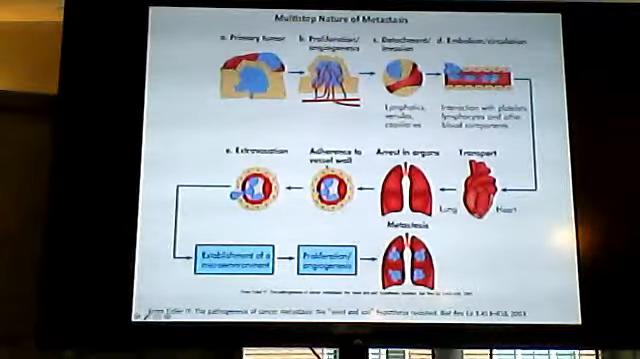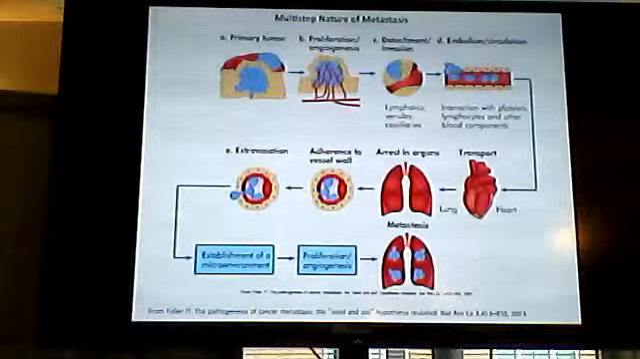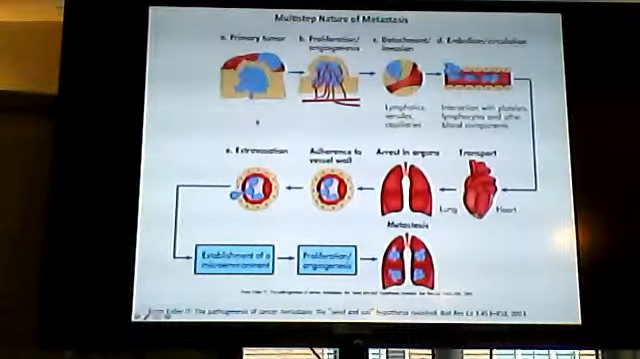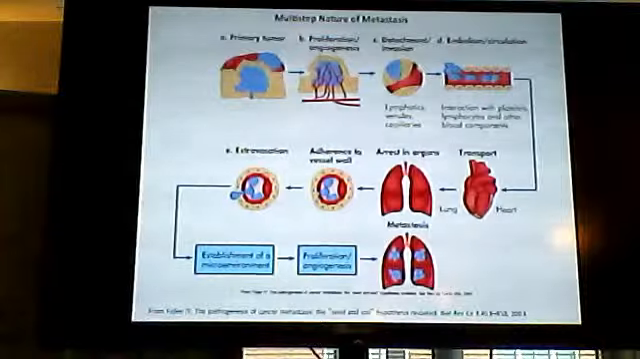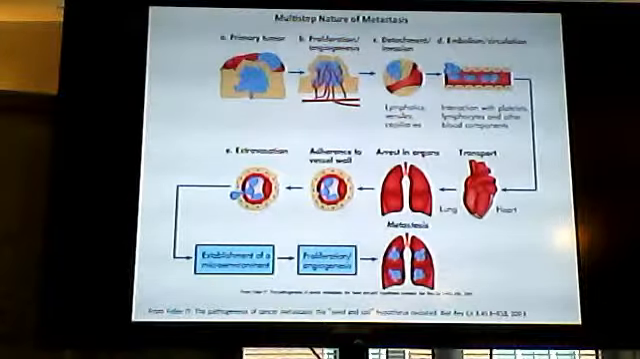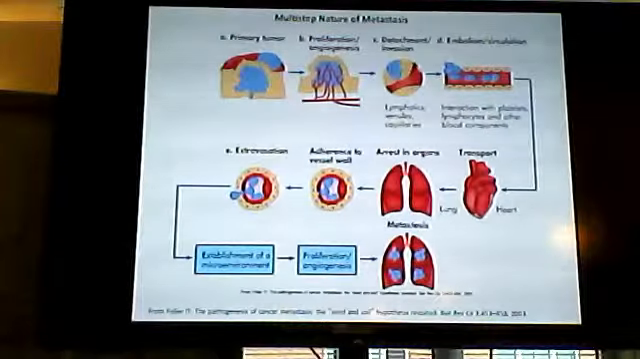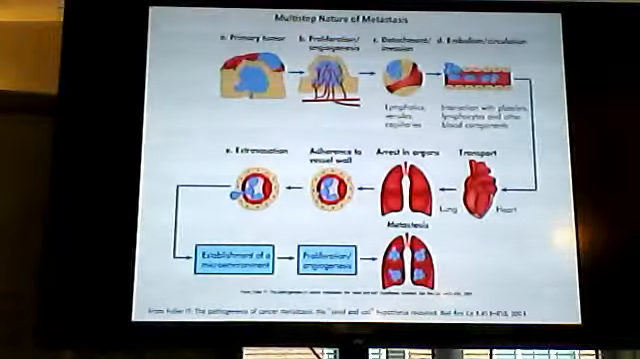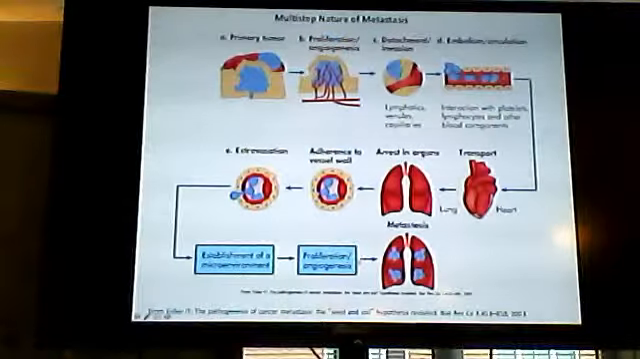And once it gets to the new environment, it has to be able to extravasate, so it has to get into a new microenvironment. So like a breast cancer, for example, if it metastasizes to the lungs, then that cell that was conditioned to live in the breast has to now learn to adapt to the lung environment. And if it can successfully establish itself in this new microenvironment, then it can start to proliferate and you have successful metastasis.